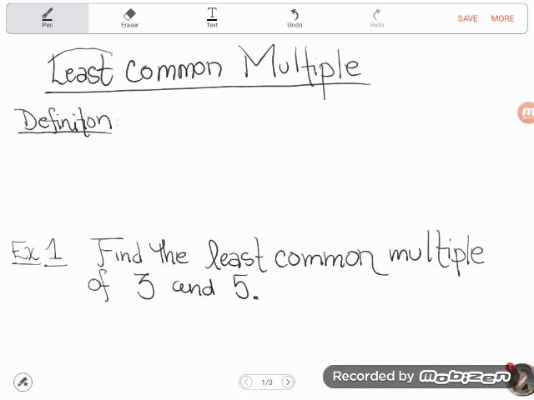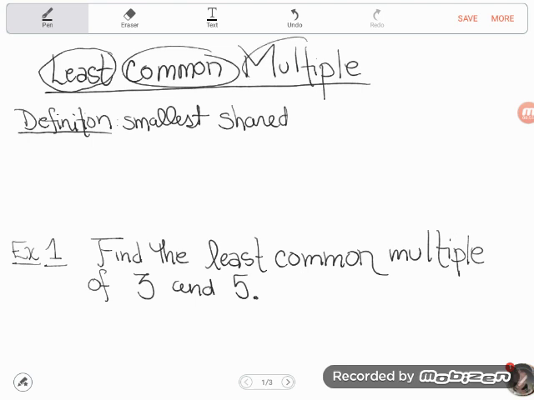So first of all, let's break down the definition of this word. Obviously, we can look at this one word at a time. Hopefully, we know what least means. It means smallest. Now, if I say common, that's another common English word that we know. If you say you have things in common, those are things that are shared. And so I'm going to say smallest shared.